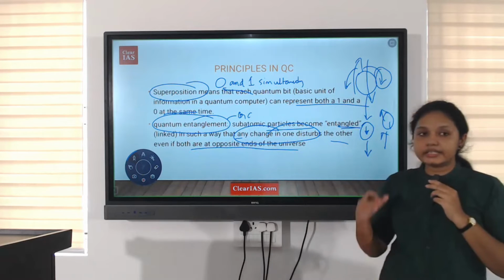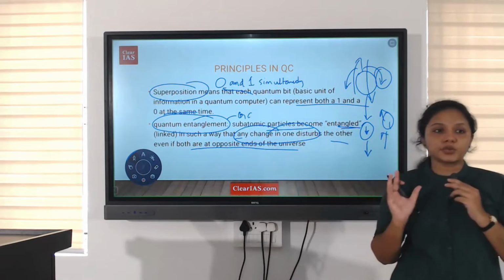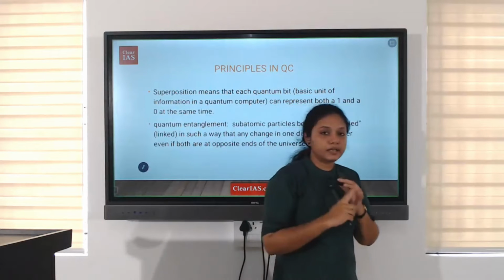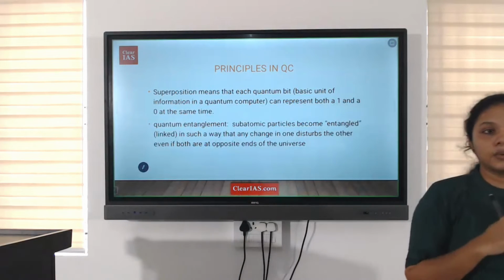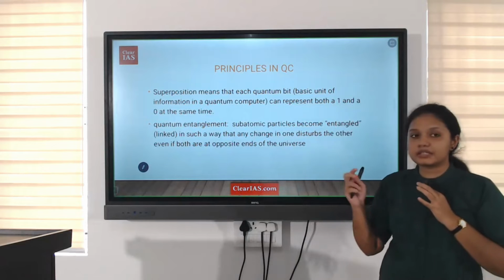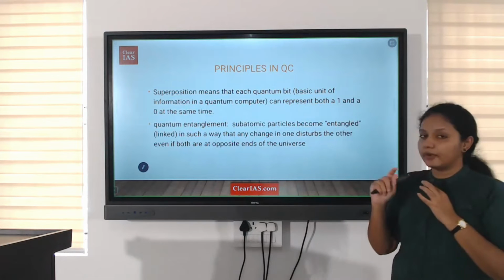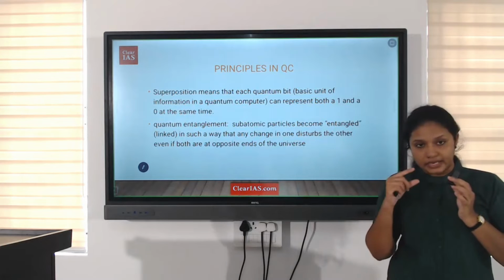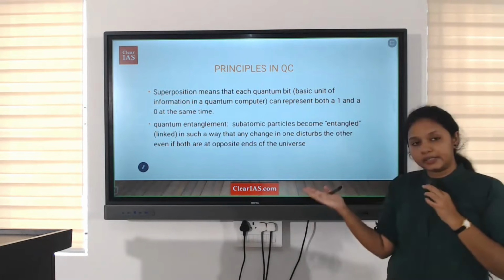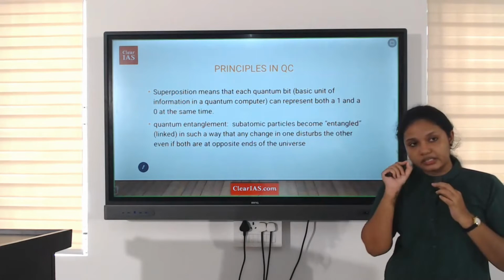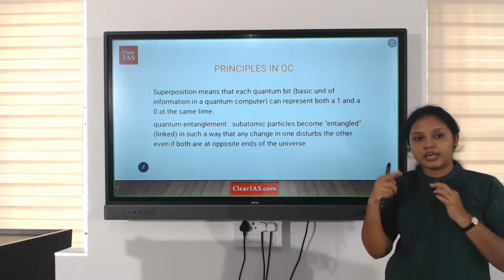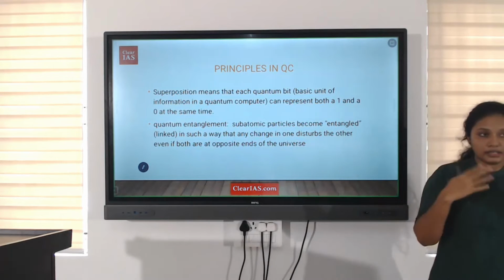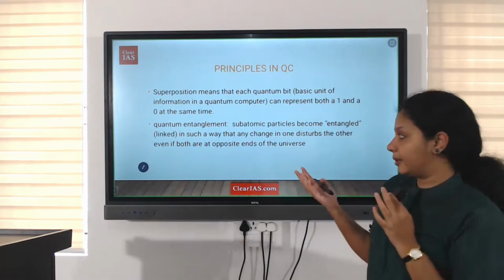Clear? These are the principles according to which quantum computers work. We said two principles: superposition and entanglement. Superposition means it can have both 0 and 1, or upward and downward spin in the case of electrons, simultaneously. Quantum entanglement means any change in one particle will bring a change in the other, even if they are placed far apart.